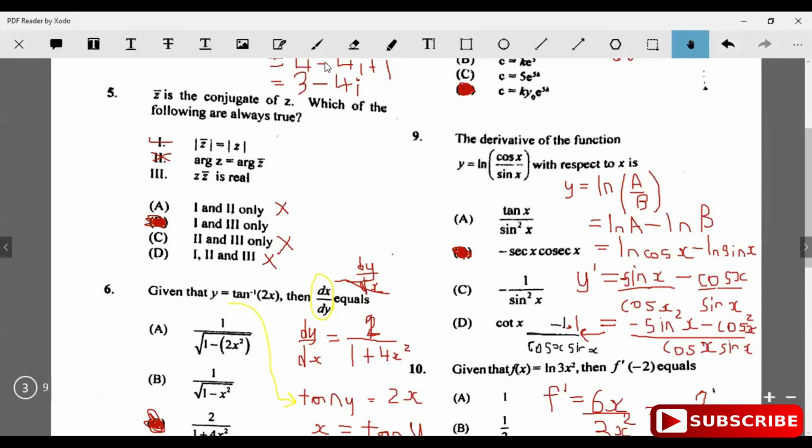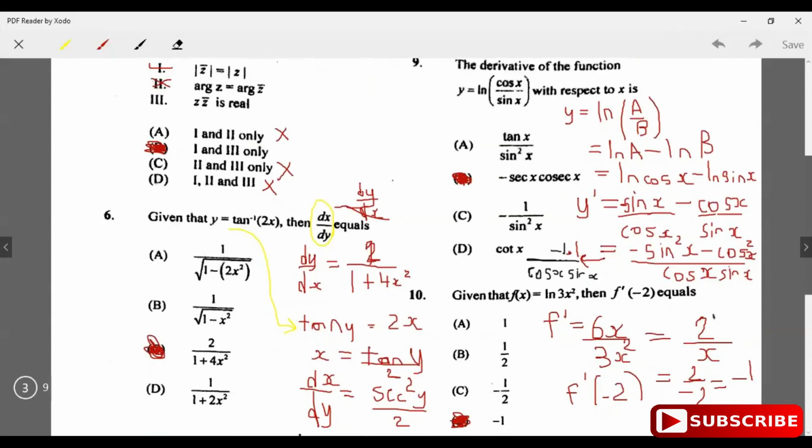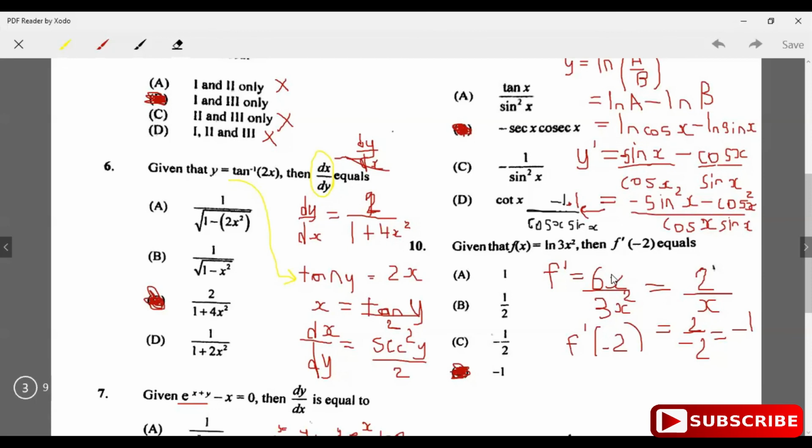And we looked at question 10. That's a repeat question. No, this is a new question. Usually it is something like ln x to the 1/3 or something like that. This time they changed it to 3x squared. Subtle changes, but it's the same principle.